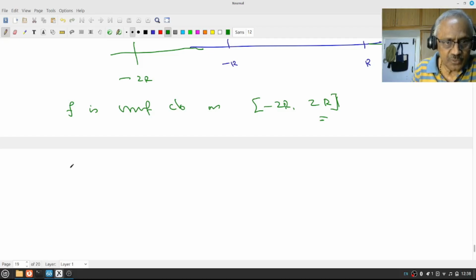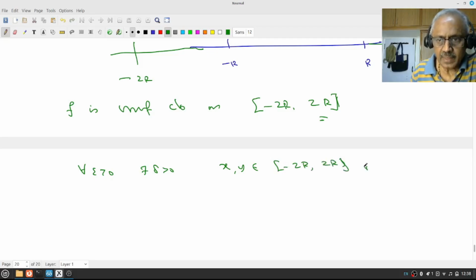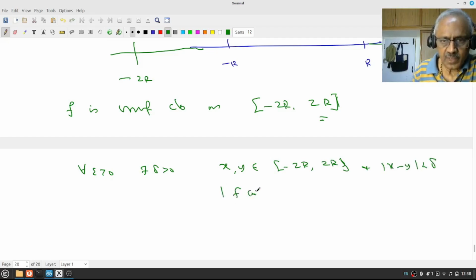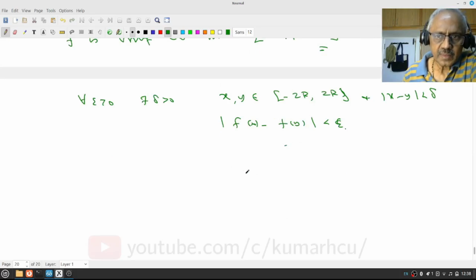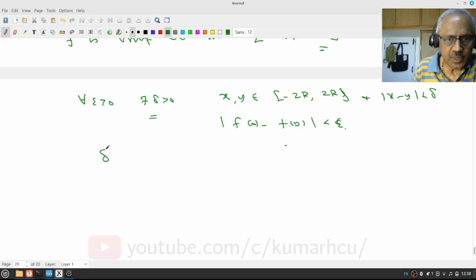Therefore, for the epsilon you gave me earlier, there is a delta positive so that if x and y belong to minus 2R to plus 2R and mod x minus y is less than delta, I know mod f(x) minus f(y) is less than epsilon. Right? Now what I want to say is the same delta works for R.